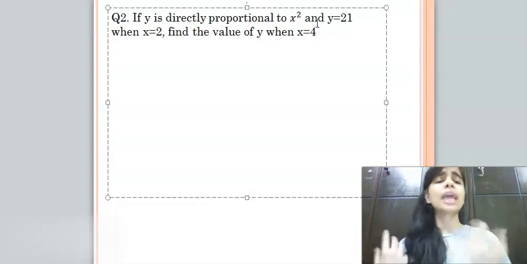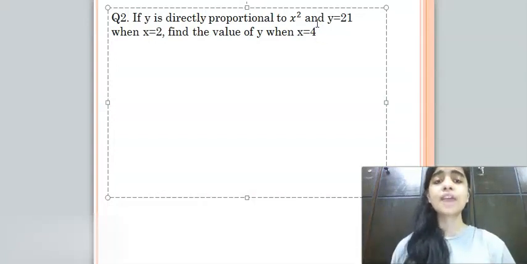So I can go with any method. In this case, I find the unitary method better. So let's do it. It is saying that y is directly proportional to x square, and y is equal to 21 when x is equal to 2.